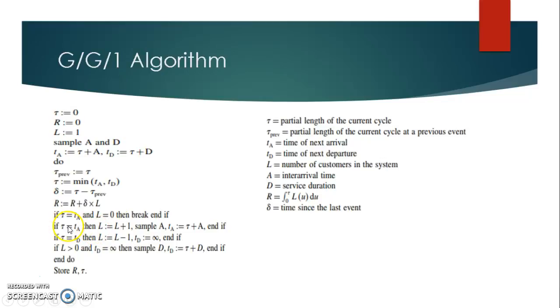Secondly, if there's an arrival coming in, our L is not equal to 0. So if an arrival comes in, that means we have one more person in the line, because one person is arriving in the system. And we have our time right here. This is determining the partial length of the current cycle.